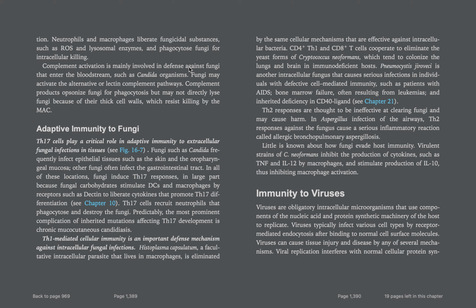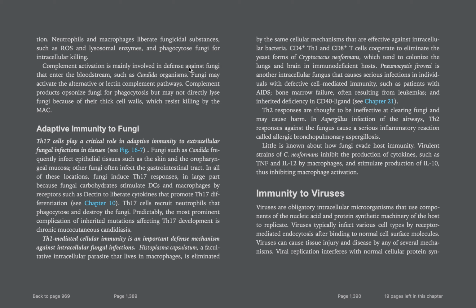Pneumocystis jirovecii is another intracellular fungus that causes serious infection in individuals with defective cell-mediated immunity, such as patients with AIDS, bone marrow failure, often resulting from leukemia, and inherited deficiency in CD40 ligand, seen in chapter 21. The T helper 2 responses are thought to be ineffective at clearing fungi and cause harm. In Aspergillus infection of the airway, T helper 2 response against the fungus causes a serious inflammatory reaction called allergic bronchopulmonary aspergillosis. Little is known about fungal evasion of host immunity.